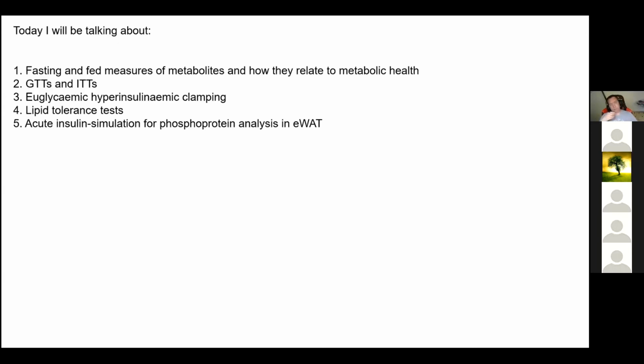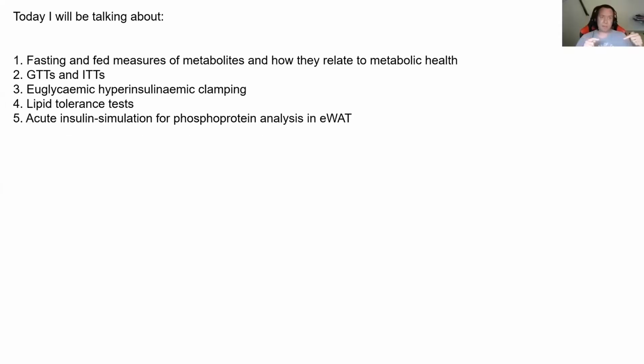Today I'm going to talk about fasting and fed measures of metabolites and how they relate to metabolic health. Then we're going to move through to GTTs and ITTs. Then we're going to run into euglycemic hyperinsulinemic clamping. The idea there is to talk about how the clamp works, what it does, and also some of the benefits and advantages of clamps over things like GTTs and ITTs.